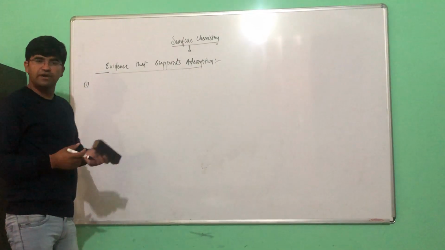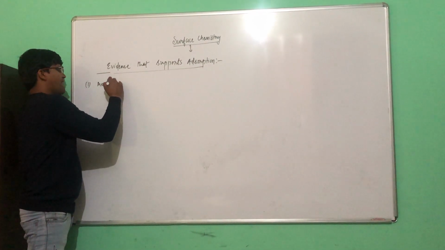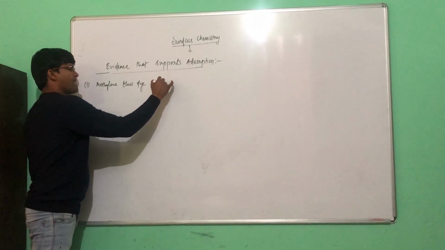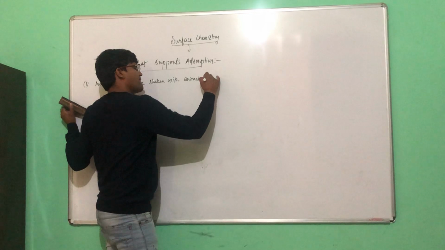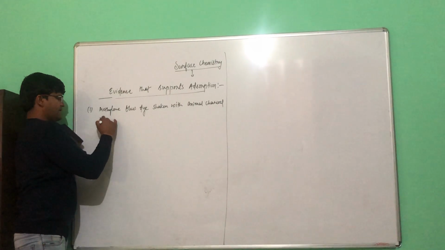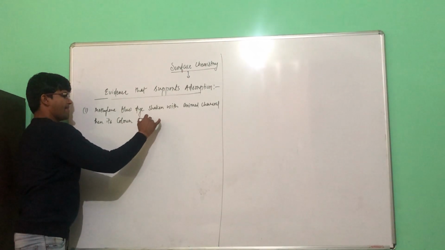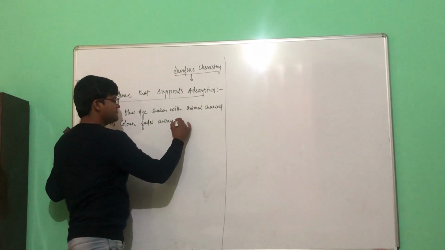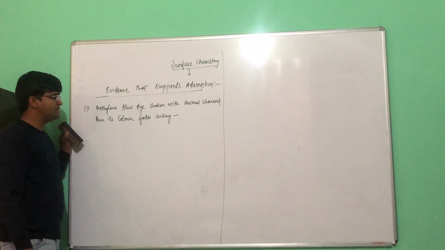First, when methylene blue dye is shaken with animal charcoal, its color fades away. It means the colored components of the dye are adsorbed on the surface of the charcoal.